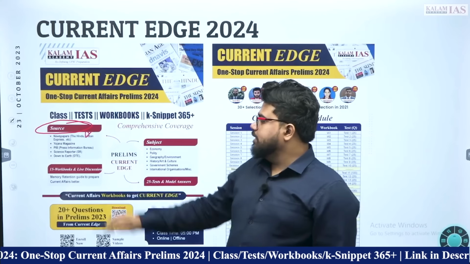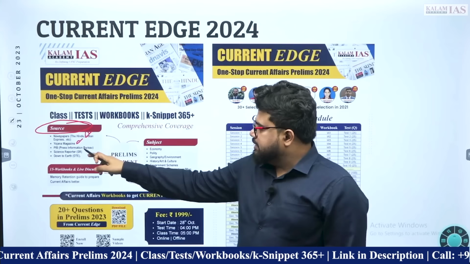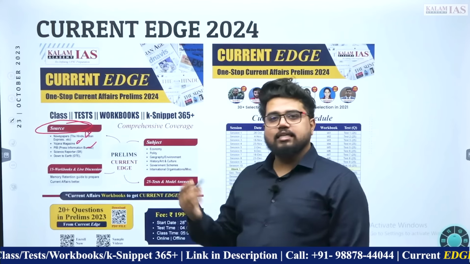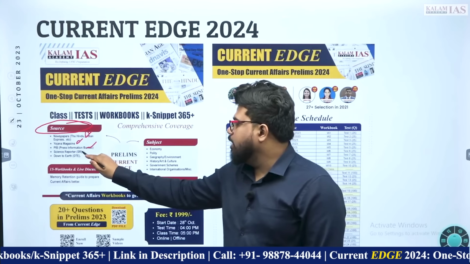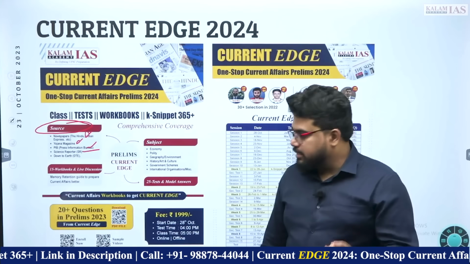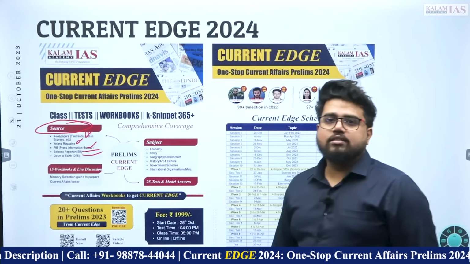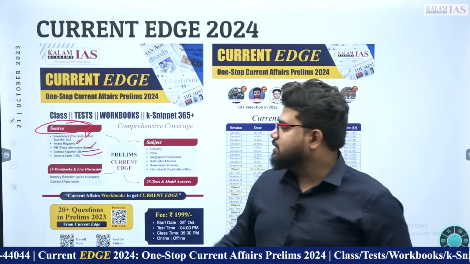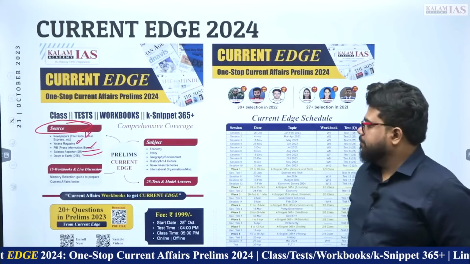So the whole Current Edge 2024 plan so far is, you will have a comprehensive coverage from newspapers like The Hindu and Indian Express, Yojana magazine and PIB for government policies and other developments. Then we have specialized magazine coverage like Down to Earth for environment, species, places in news related developments, and Science Reporter for scientific developments.